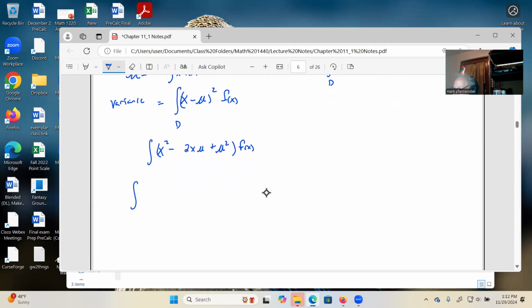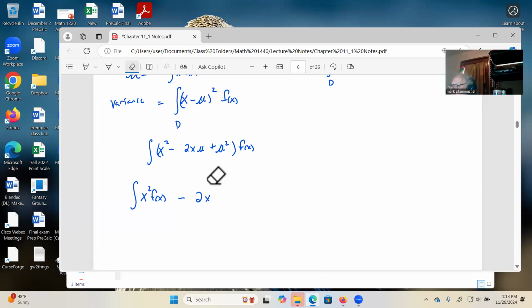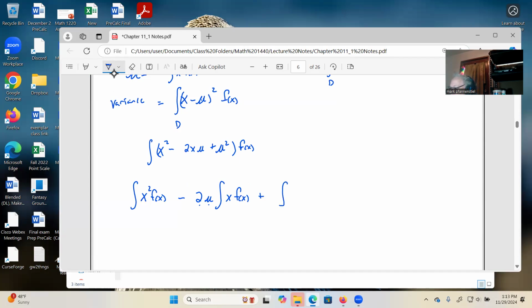We're going to say this is the integral of x squared f of x minus 2 mu, and mu is a constant. So we can always float constants through our integral sign. We can't float x's or f of x's through the integral sign, but we can certainly float mu, which is a constant, and a 2, which is a constant, through the integral sign. Okay, and then finally we have the integral of mu squared f of x.